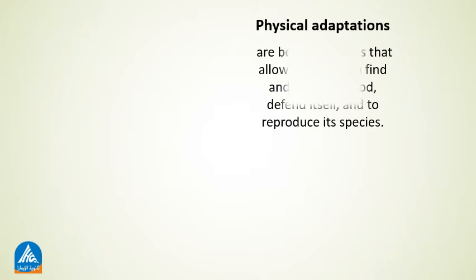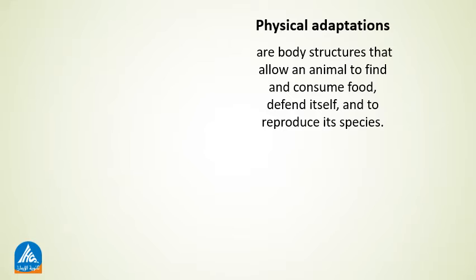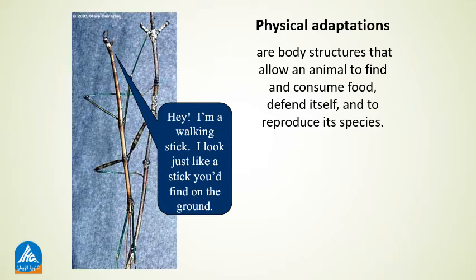First of all, we want to talk about physical adaptations. Physical adaptations are body structures that allow an animal to find and consume food, defend itself, and reproduce its species. So physical adaptations are body structures that allow or help an animal to survive in its environment. As you notice in the following figure, this is a walking stick. It looks just like a stick that you may find on the ground.